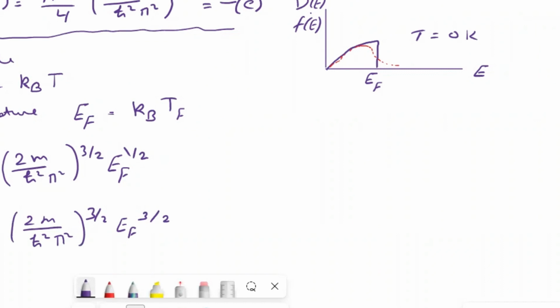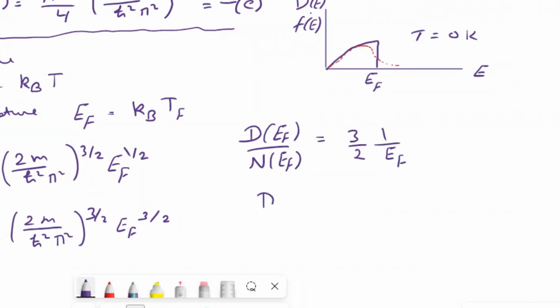Now what we do, let's divide these two equations, d of E_F upon n of E_F. It will actually be 3/2 times 1 upon E_F. So the density of states at energy E_F is 3/2 times the density of occupied states upon E_F.